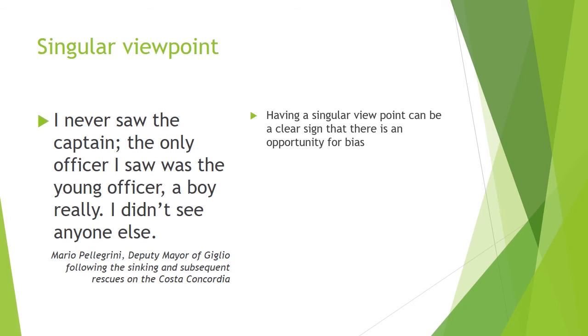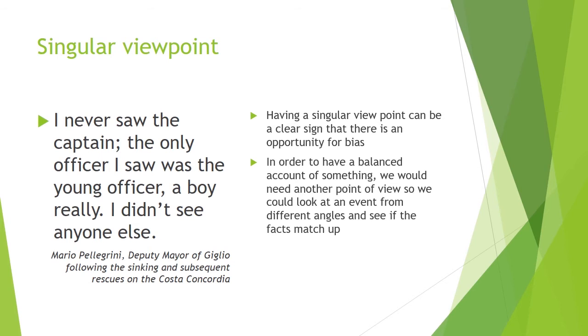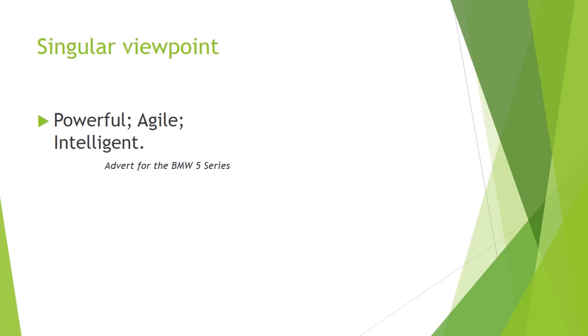Now, having a singular viewpoint can be a clear sign that there is an opportunity for bias, because we're seeing something happen from one point of view. So if we think of when I was just giving examples of my reviews of my restaurants and takeaways, we don't get the opportunity for another point of view here. So any biases that Mario might have are going to be present within the text, and it's going to be very difficult to dispute them because we can only see it from his point of view. So to get a balanced account of something, or to make this less biased, we need another viewpoint so that we can look at the event from a different angle and see if the facts match up. That is why viewpoint is so important.